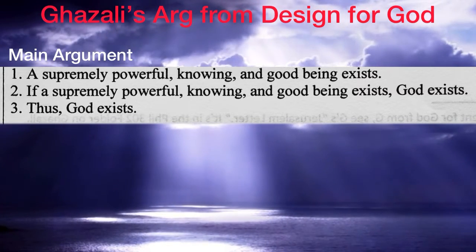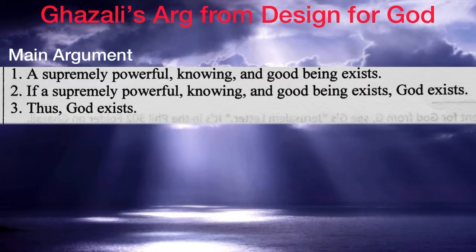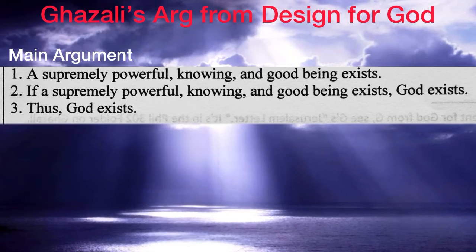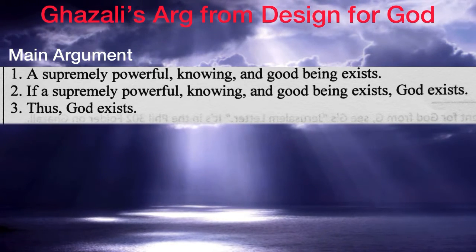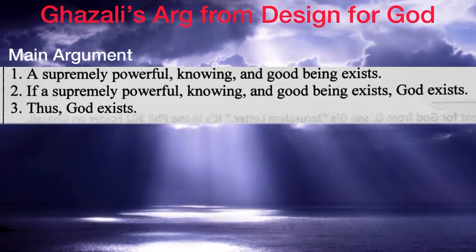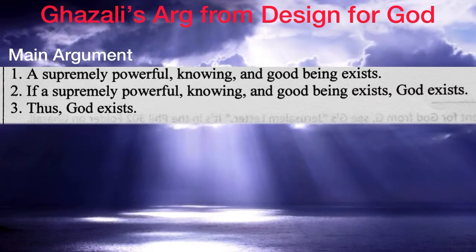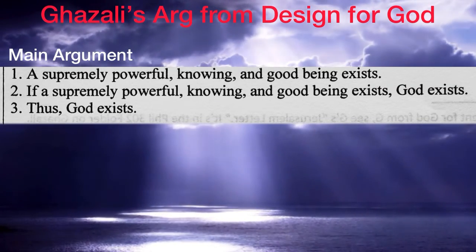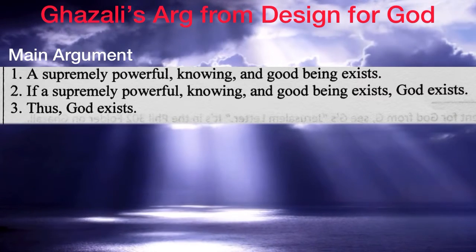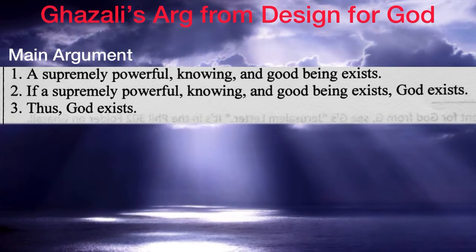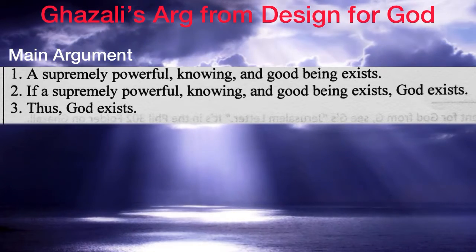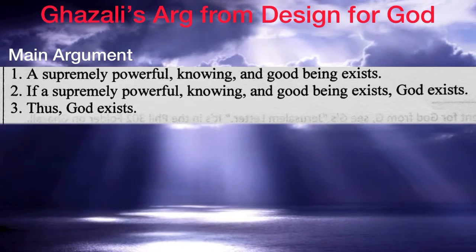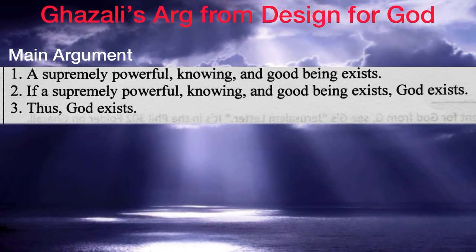Now, look again at the premises of the argument. 1, a supremely powerful, knowing, and good being exists. And 2, if a supremely powerful, knowing, and good being exists, God exists. Of these two premises, premise 2 is less controversial. Ghazali, therefore, doesn't offer an argument for it. He does, however, offer an argument for premise 1. So let's have a look at the argument for premise 1 now.